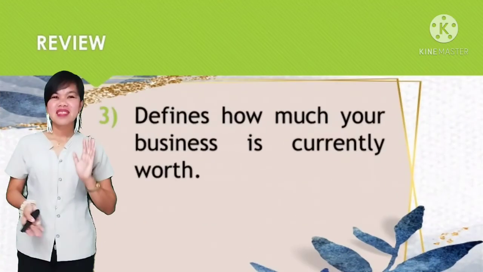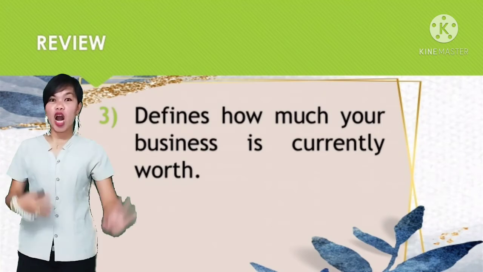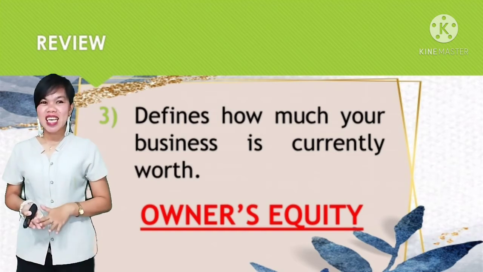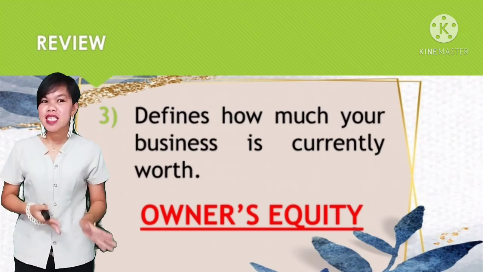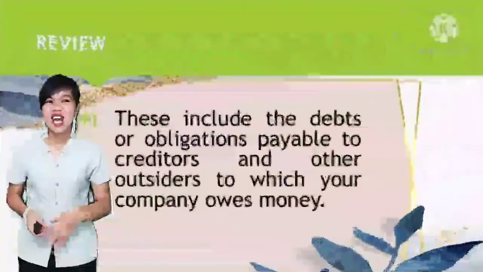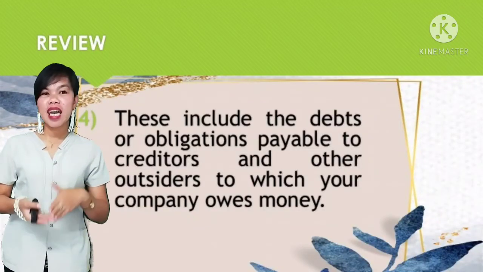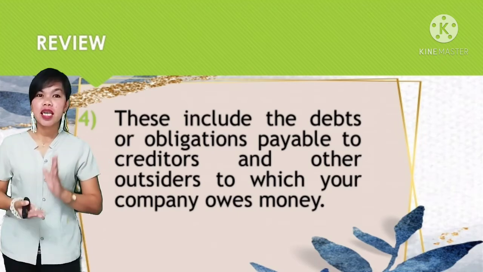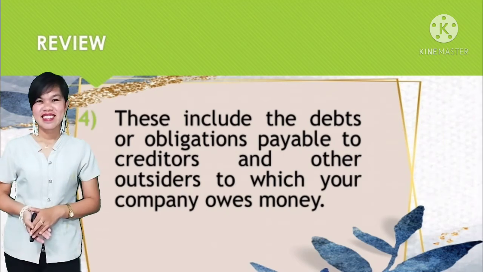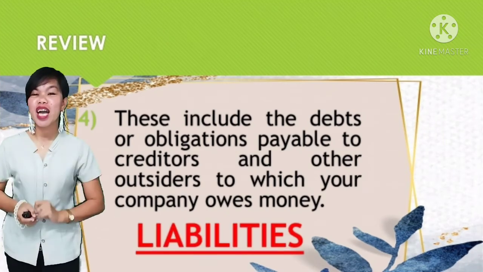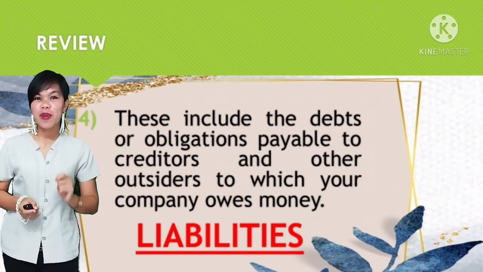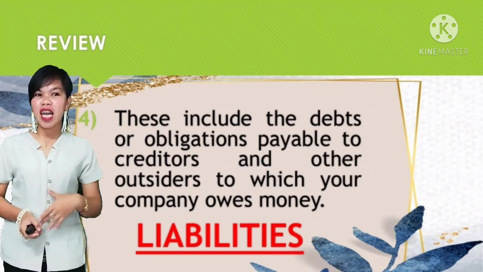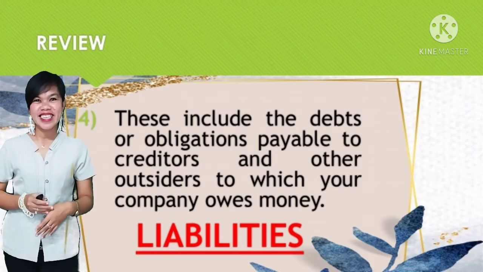Number 3. Defines how much your business is currently worth. Very good. It is owner's equity. That defines how much your business is currently worth. Number 4. These include the debts or obligations payable to creditors and other outsiders to which your company owes money. Impressive! You still remember that it is liabilities. Liabilities include the debts or obligations payable to creditors and other outsiders to which your company owes money.